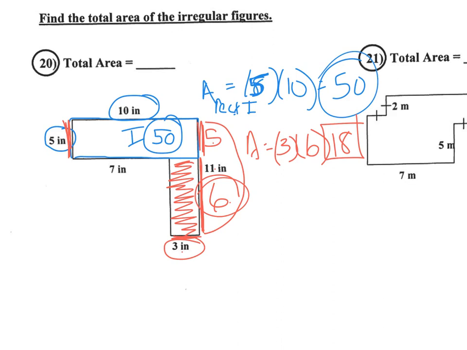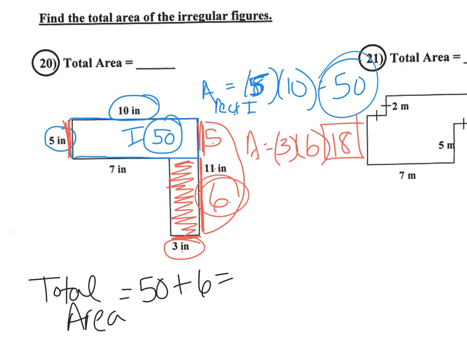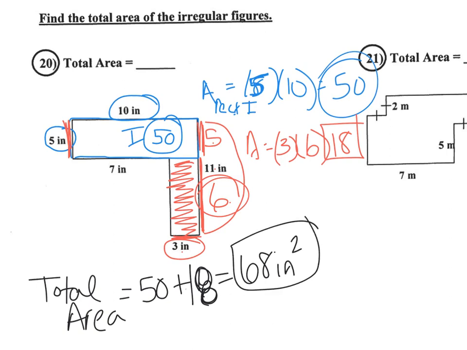So my total area is the top blue 50 plus the bottom red 18, equals 68 inches squared. Okay, so I found the area of the top piece, the area of the bottom piece, then added them together.